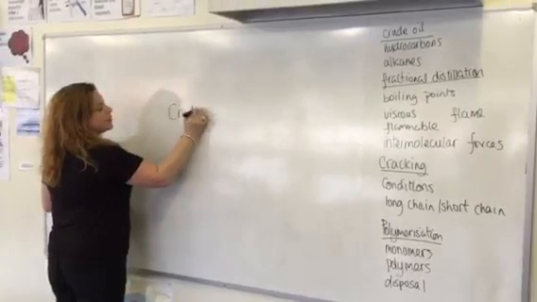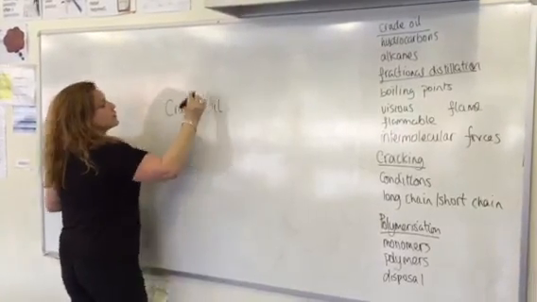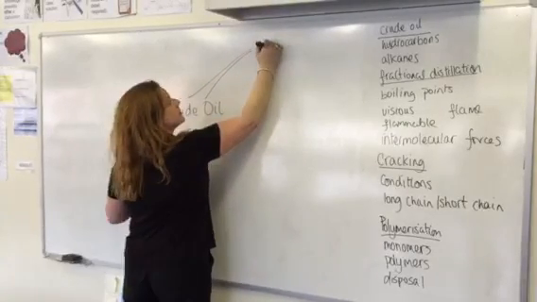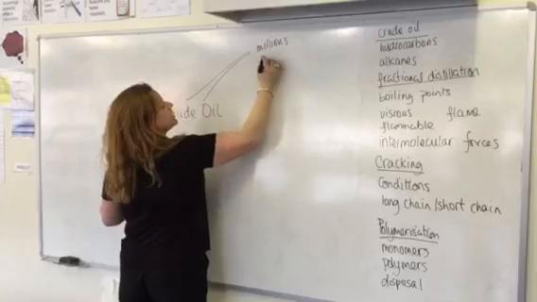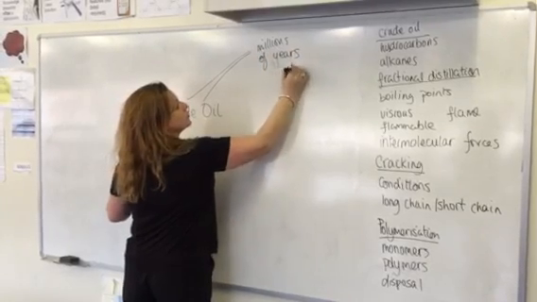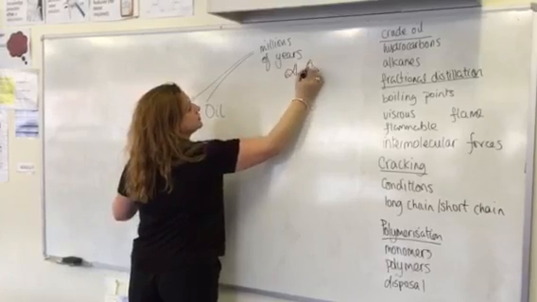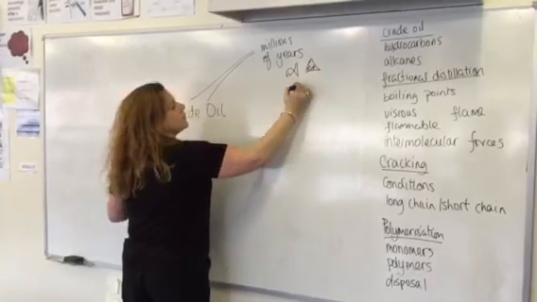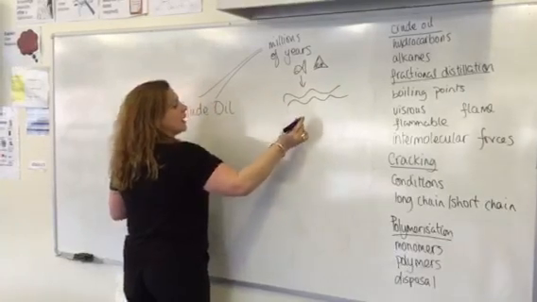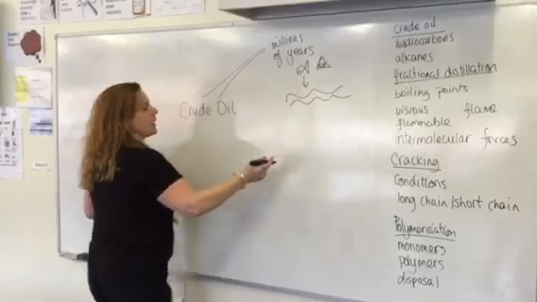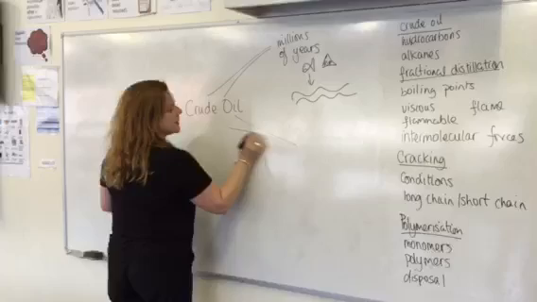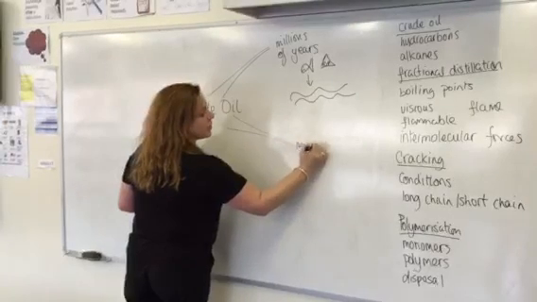Okay, crude oil. Crude oil is formed over millions of years from dead sea creatures that get buried under the sea, and after millions of years we take them up and we burn them. And crude oil is just a mixture of hydrocarbons.